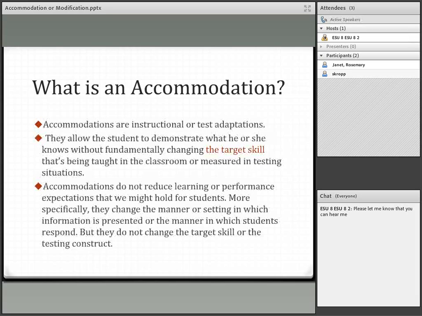They are usually functional or test adaptations, and they allow the student to demonstrate what they know about what they're being taught without changing the target skill. And we're going to talk more about target skills in a minute. Accommodations do not change the target skill that's being taught in the classroom, measured and tested. They do not reduce the learning or the performance expectations that we hold for students. But they do change the manner or the setting in which the information is presented or the manner in which the student is expected to respond. But again, we're not changing the target skill or the testing construct.